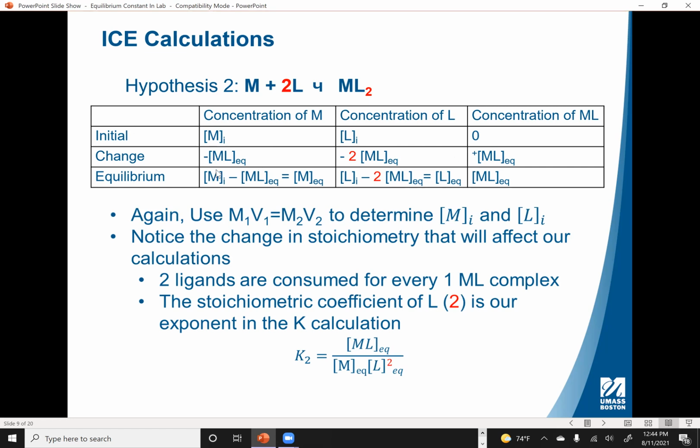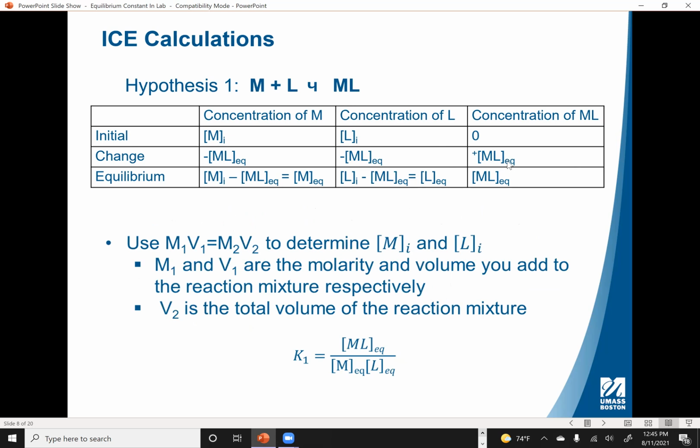We're using one equivalent of M to make ML, right? So it's a 1-to-1 ratio, and the amount of ML we make is the same amount of M that we are using. So the M initial minus the ML at equilibrium will give us how much M is left over at equilibrium. However, for L, because we're using twice the amount of L as we are M, we're losing twice as much L. So L initial minus 2 equivalents of the ML complex at equilibrium will equal the amount of L we have left over. In this case, this number should be smaller than hypothesis 1.